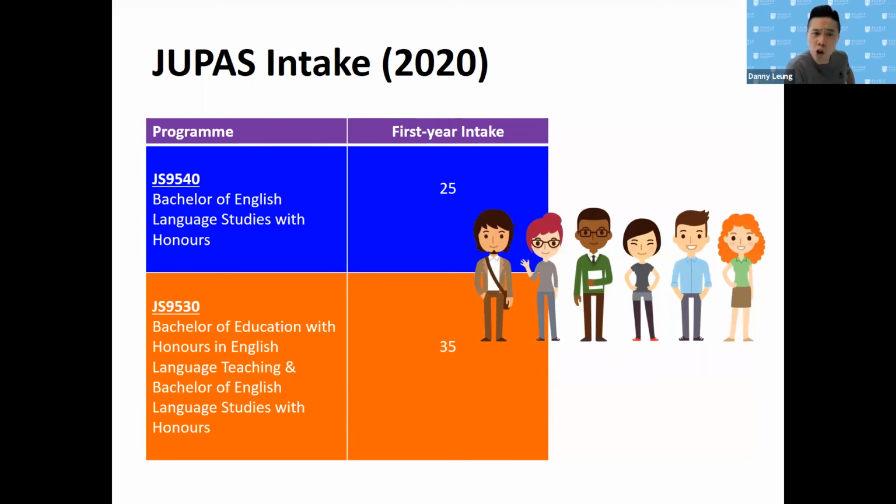So the JUPAS intake figure, the quota for the English single degree, we plan to have 25 students this year for our year 1 intake, and for the English double degree program, we plan to have 35, all right.